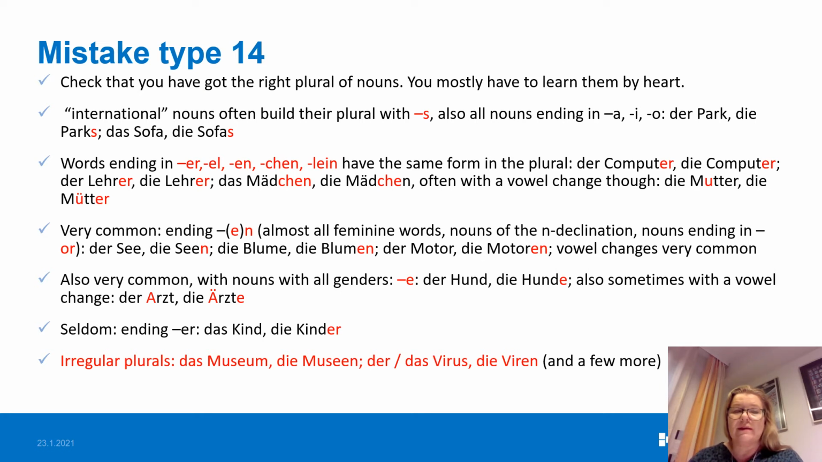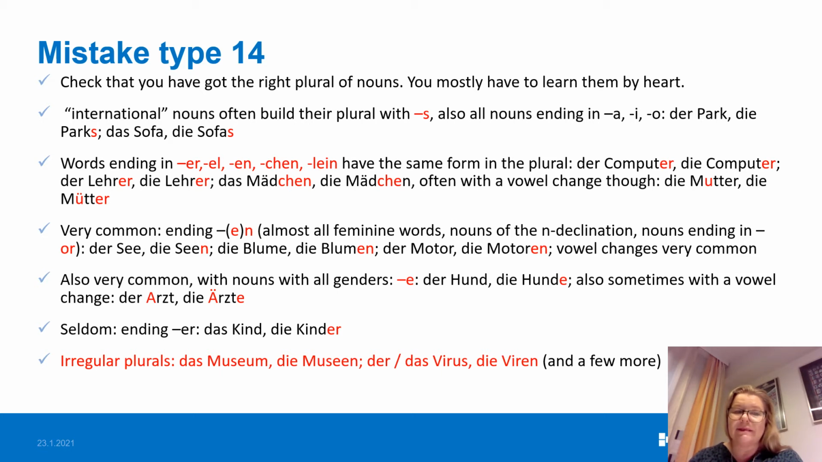A very common ending is either to put n or en to the word. So this is done with almost all feminine words, nouns of the n declination, nouns ending in or. So der See, die Seen, die Blume, die Blumen, der Motor, die Motoren. Vowel changes are here very common. Also very common with nouns of all genders is to simply add E. Der Hund, die Hunde, also sometimes with a vowel change. So it is der Arzt, die Ärzte.